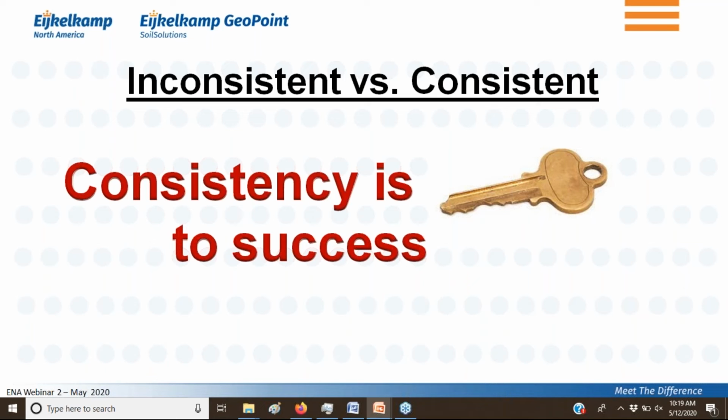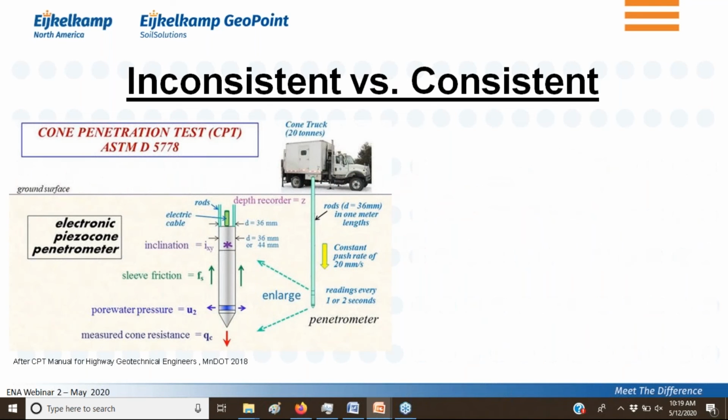If a method is not consistent, it really is not a successful method that can be applied or should be applied. So let's go back to CPT. You've seen this illustration at the beginning. I want to go back to that, and I want to highlight a couple things in there.